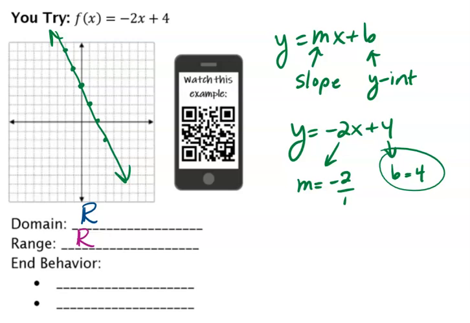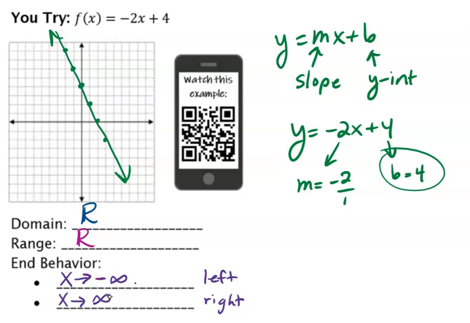So now lastly, let's talk about end behavior. End behavior, we have these automatic x statements. X is going to go to infinity and negative infinity. And that just means as my graph goes to the left for negative infinity and as my graph goes to the right for positive infinity. So this means we're going to the left and this means we're going to the right.